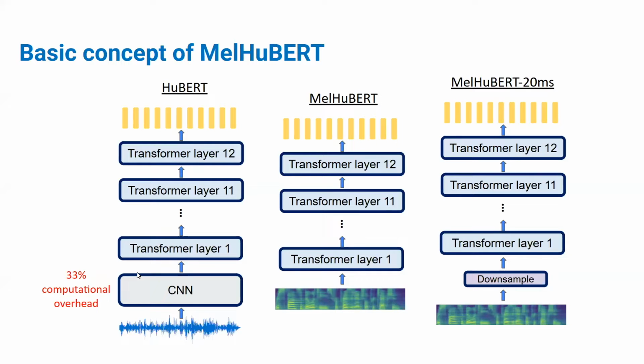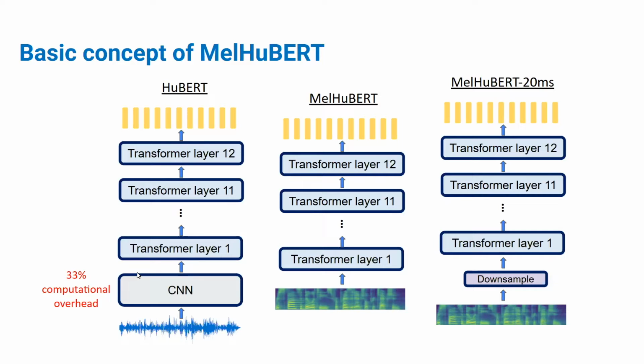The main difference between Hubert and Mel Hubert is that we remove the convolutional feature extractor in Hubert and let the model directly take log Mel features as input. The ConvNet actually accounts for 33% of the MACs in Hubert, which is a huge computational overhead. However, log Mel features have a frame period of 10 milliseconds and do not match the 20 millisecond frame period that Hubert has. This means that the input sequence to Mel Hubert is 2 times longer than to Hubert.